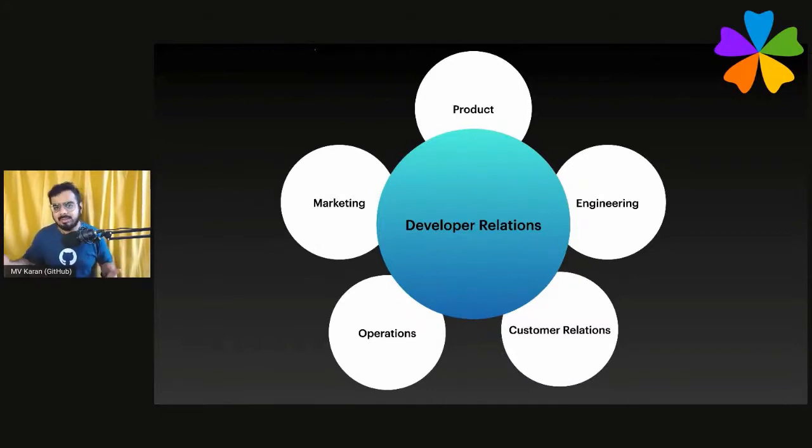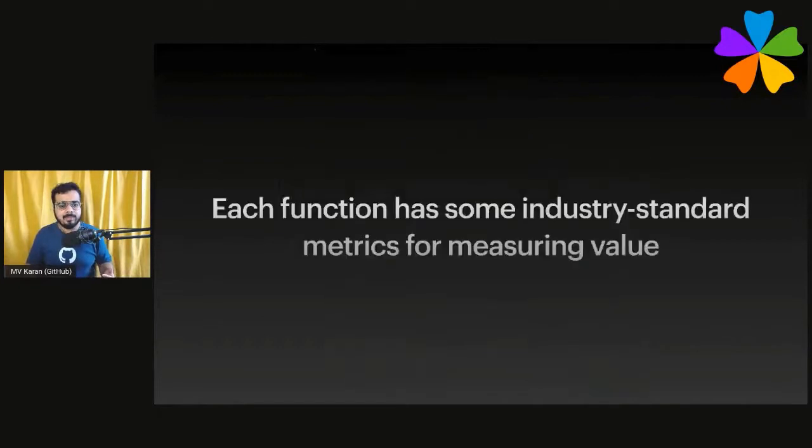It's not just one thing. And the reason why it is a little bit tricky in terms of measuring the value of developer programs is that even though developer relations is constituted by some of the other traditional functions, the key difference is that all of these functions, like product or engineering or operations, have some industry standard metrics for measuring value. So if you think about product or engineering or others, there are some industry standard metrics.